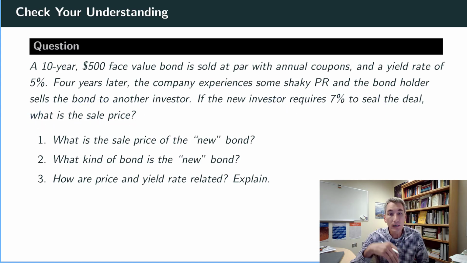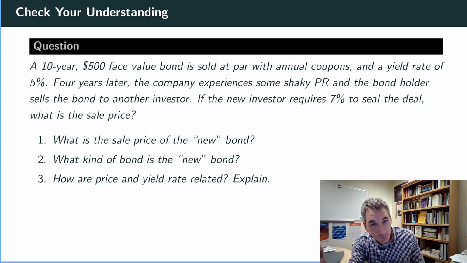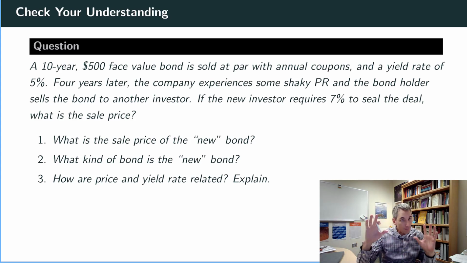So you're basically reselling this bond, okay? So see if you can figure this out. I'll walk you through it in a minute if you can't, but go ahead, pause the video, see if you can find the sale price, classify the type, and then we got question 3, which talks about how the price and the yield rate are related. So give it a pause, solve it out, and then we'll come back in a minute.